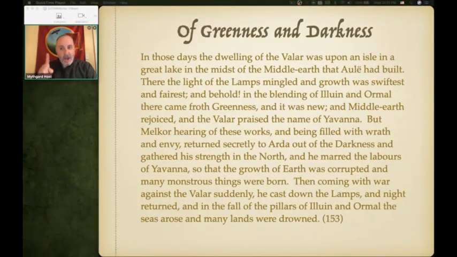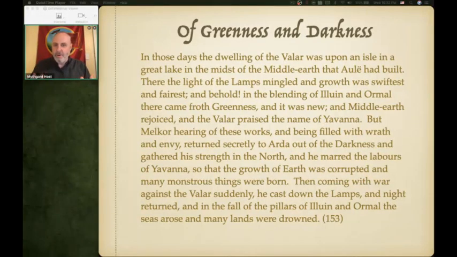An individual Vala has wrought a great work, has brought forth a new and wonderful thing, greenness, the glory of the growth upon Arda, the growth of the plants, and that thing is beautiful. And Veronica, you're right, it's a capital G Greenness. This is the greenness, the life, the vitality, the beauty, all of that put together. Greenness puts all that stuff together. This is the invention of Yavanna. Yavanna has thought this.